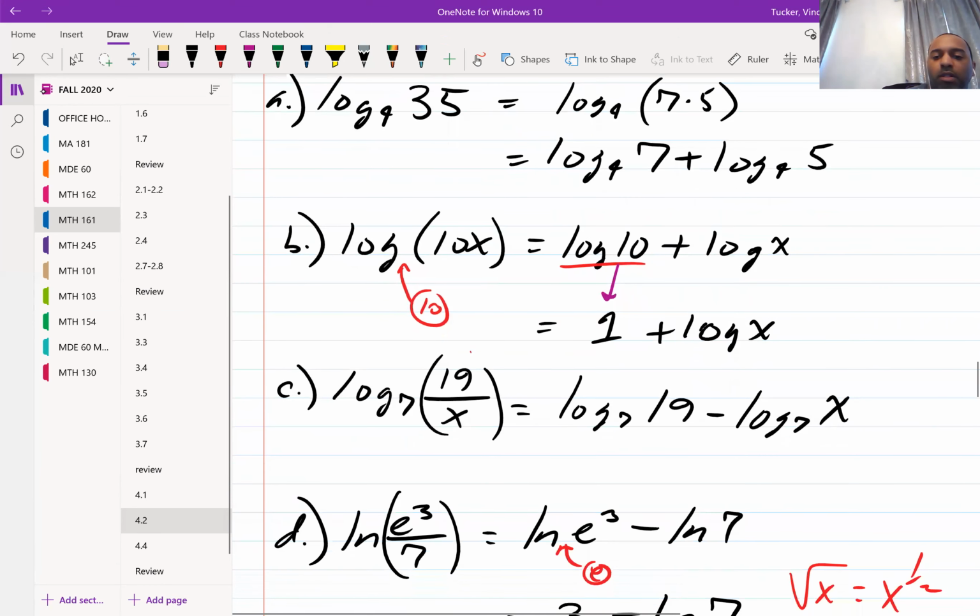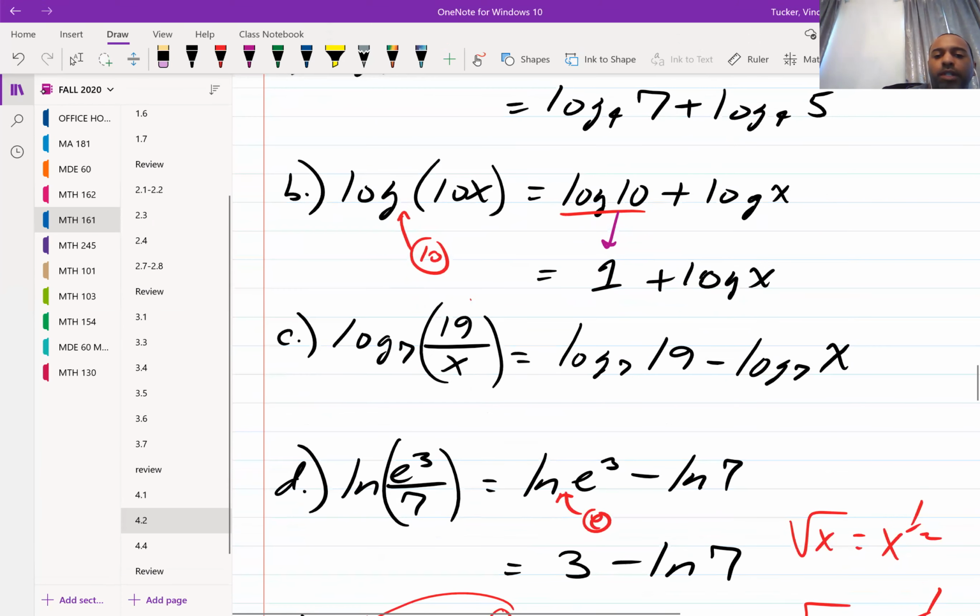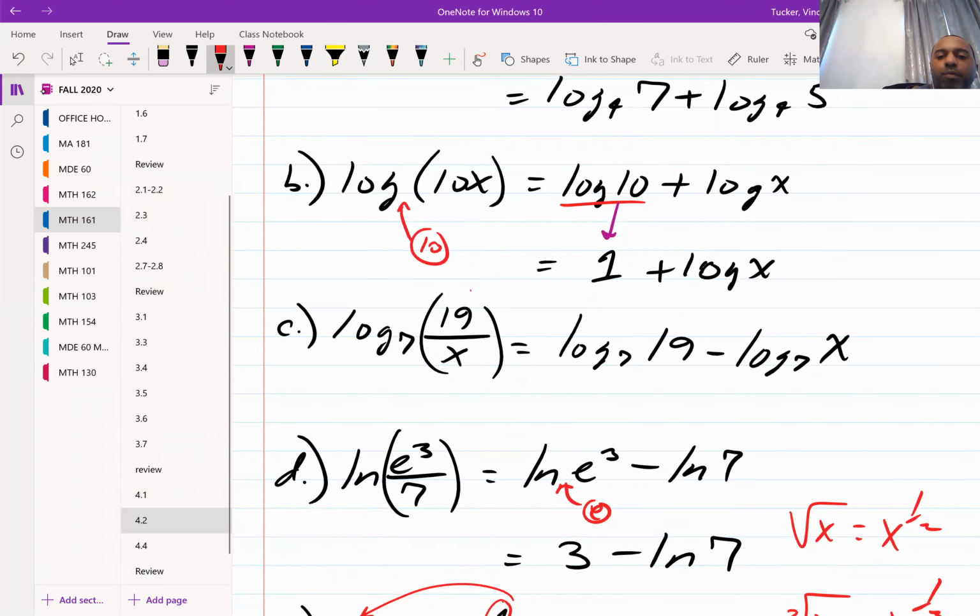All right. So D, applying the same principle of the quotient rule, we have the natural log of e to the third power over 7. So we rewrite it as subtraction. Don't forget your base here is e. So that's why natural log of e to the third power cancels and leaves you just 3 as your most simplified expression. So that's 3 minus natural log of 7.